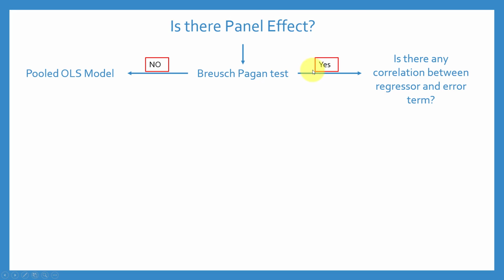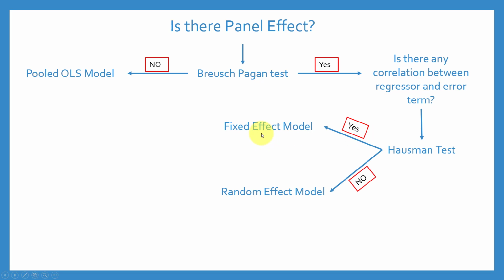But if there is a panel effect, then first we need to check the covariance between the regressor, that is our independent variables, and the error term, and that we do using the Hausman test. So if there is covariance between the error term and the regressor, then we would have to use the fixed effect. And if there is no covariance between the independent variable and the error term, then we can use the random effect model. That is, if covariance is equal to 0.